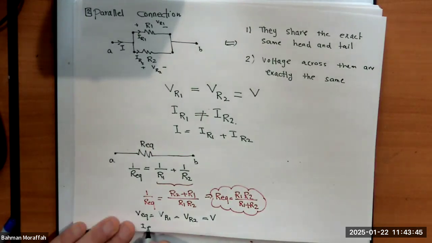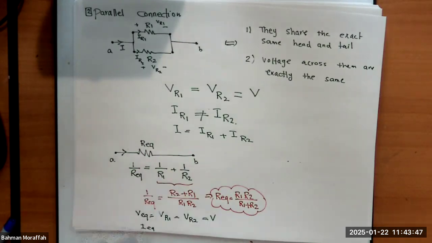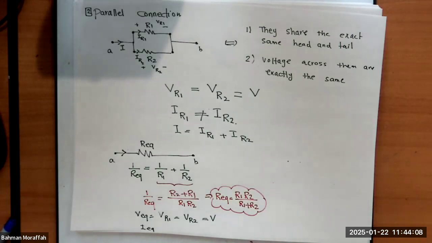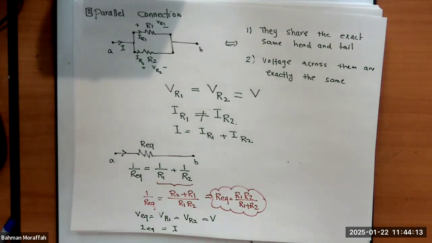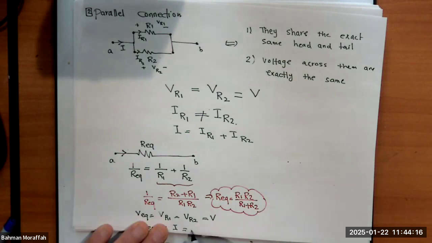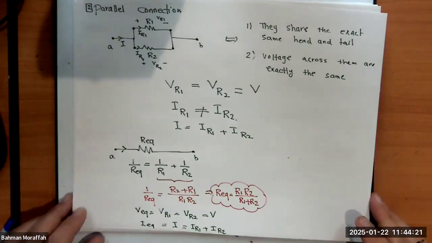How about I equivalent? Remember, I equivalent is this I. It's basically the I that's coming out of point A. What is it up there? That's I. And since this is supposed to be exactly the same as the one on the top, then I equivalent must be I. But we already know this I is I of R1 plus I of R2. So I can write this as I of R1 plus I of R2.